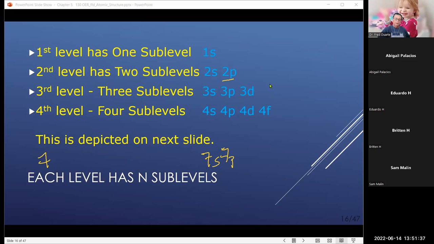So remember, the coefficient represents the energy level, 1 through 7. The letter represents the type of orbit. We have the S orbit, the P, the D, and the F. In the 1st energy level, there is no P. P doesn't come into play until we reach the 2nd energy level. Same is true for D. D doesn't come into play until we reach the 3rd energy level, and the F doesn't come into play until we hit the 4th energy level.